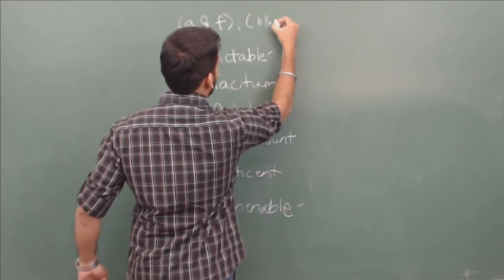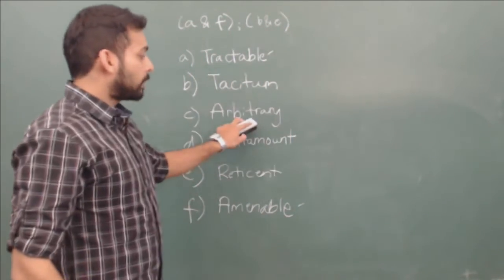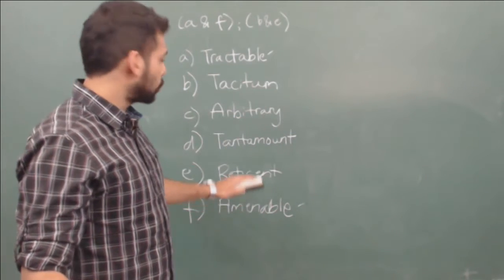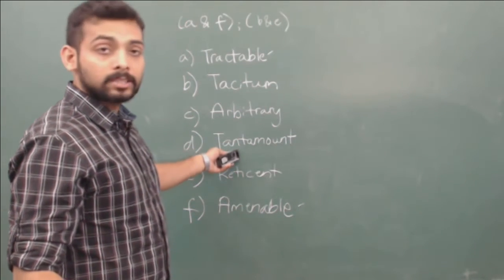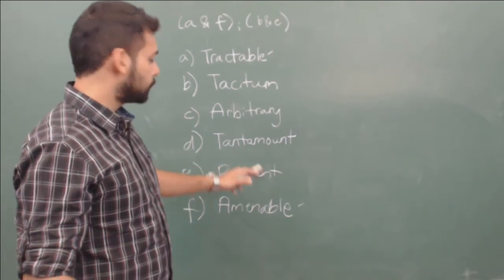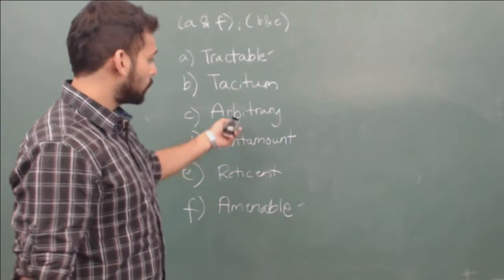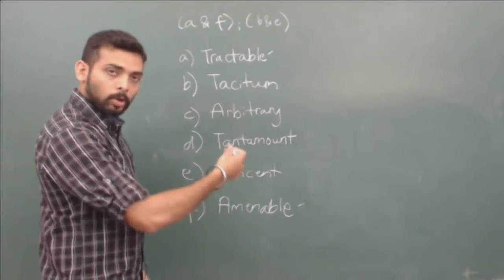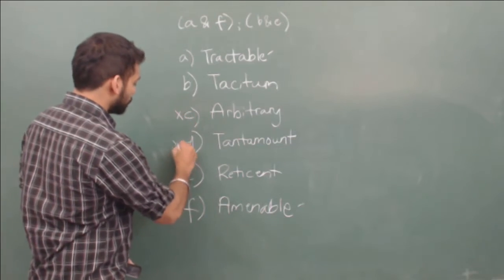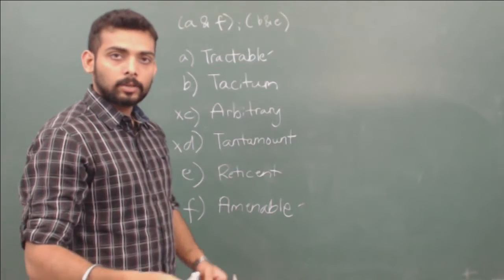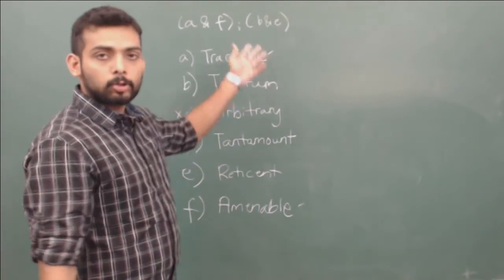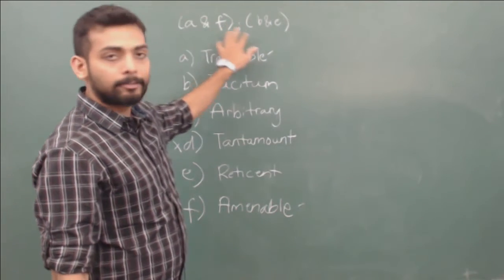Okay, B and E. Arbitrary means according to one's own will. Does tantamount mean the same? No. Tantamount means amounting to. So these 2 words have separate meanings, so automatically we can eliminate these 2. Now for any question asked to me, I just have to choose from 2 combinations, either A and F or B and E.